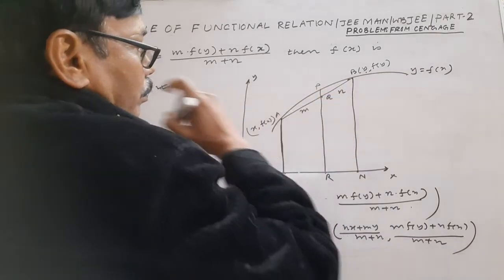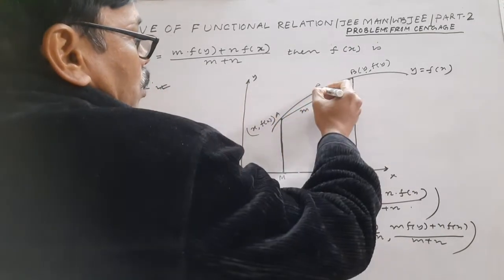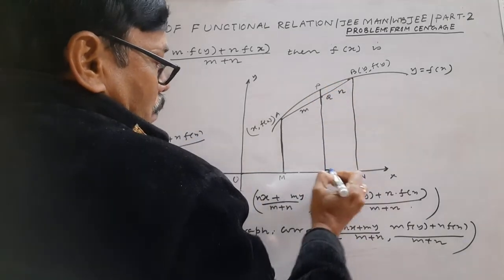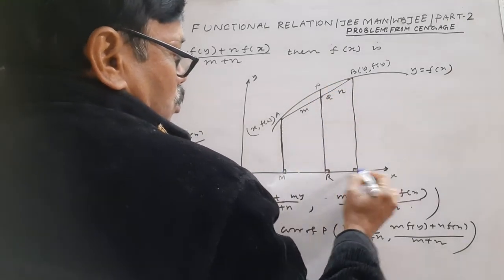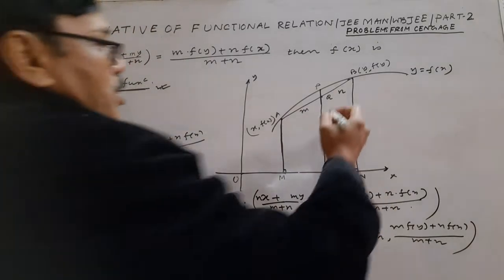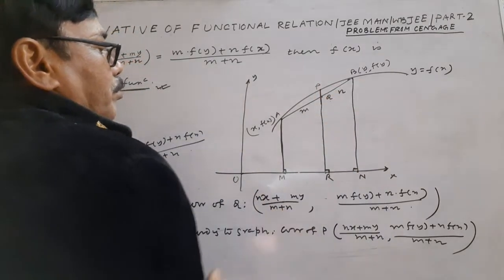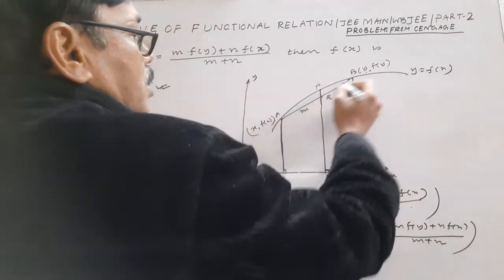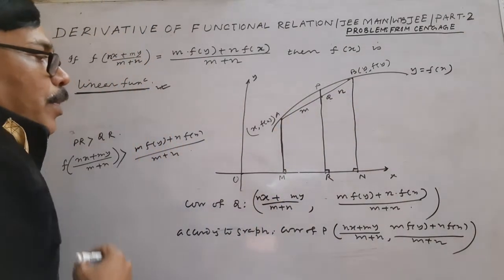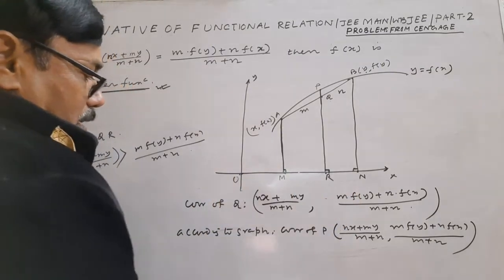Let P be any point on the curve. Draw PR perpendicular to the x-axis. Now Q is a point. Suppose it divides AB in the ratio m is to n. So what is the coordinate of R? That is the x coordinate.